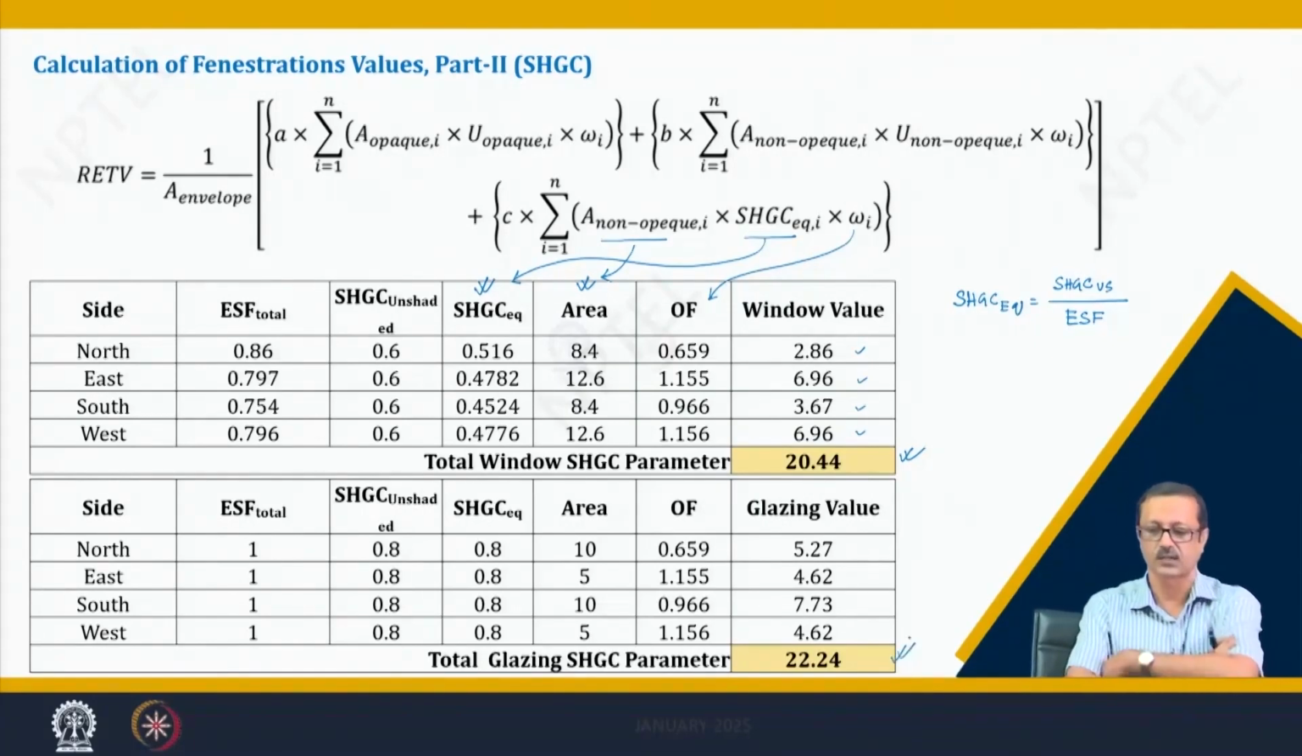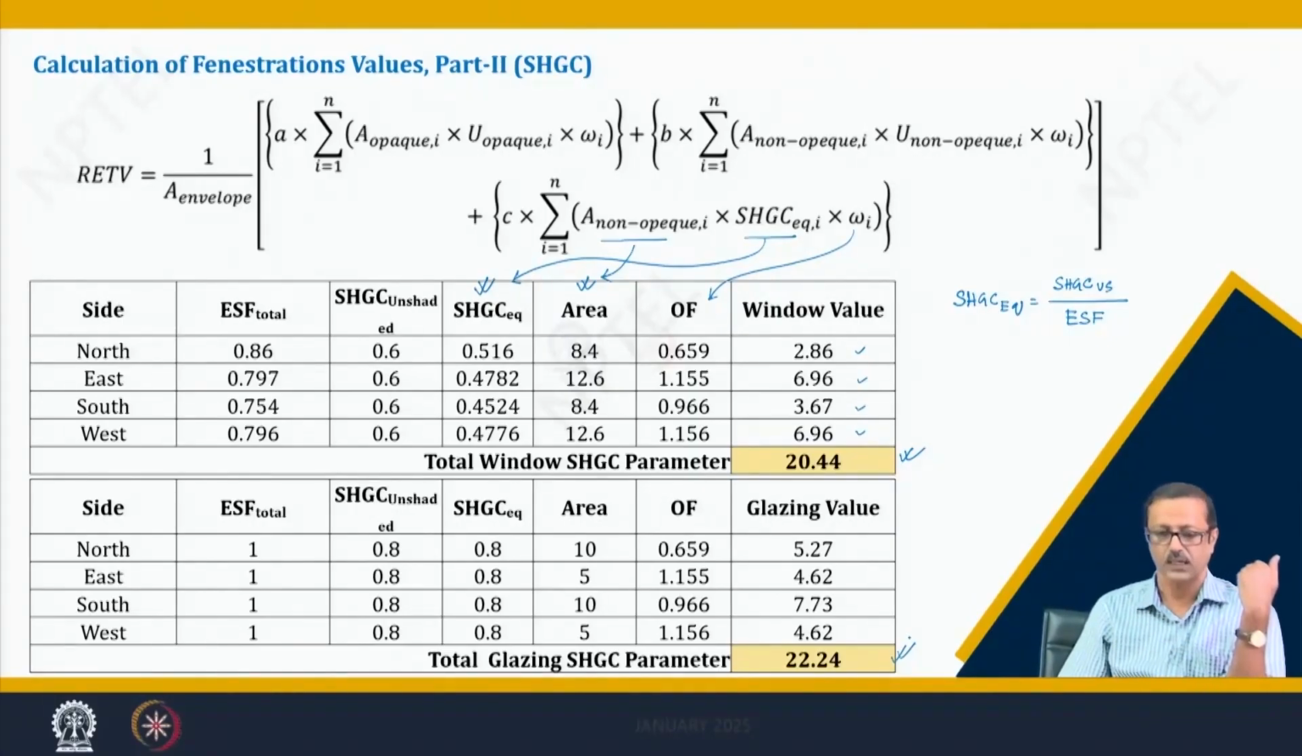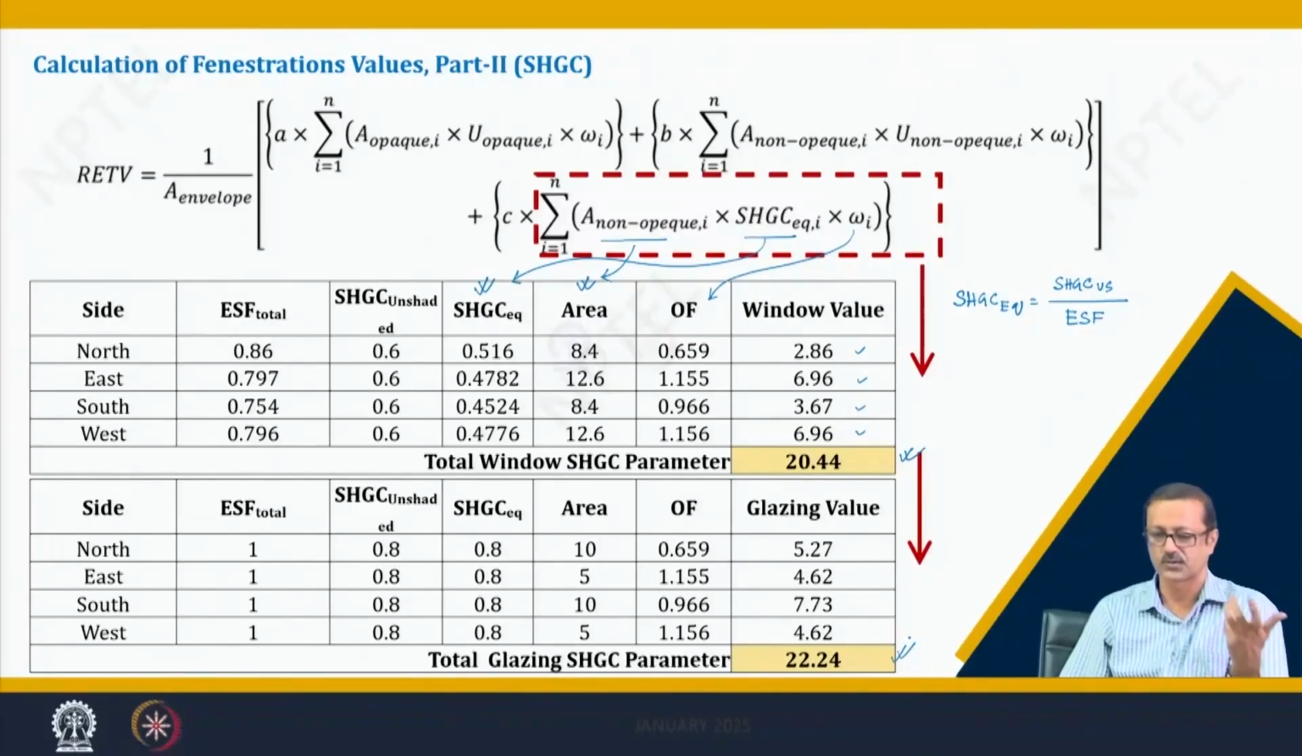which is the value of the third part of my equation, or you may say the second part of the fenestration equation. Now, what do we have? We have a single part of the first equation. The second part of the equation, I have 2 based on the U value of the fenestration, and fenestrations are of 2 types, one is window and one is glazing. And the third part of the equation also gives me 2, this 20.44 and 22.24, which are the glazing and the window values from the SHGC point of view. So, these 2 are those calculations.